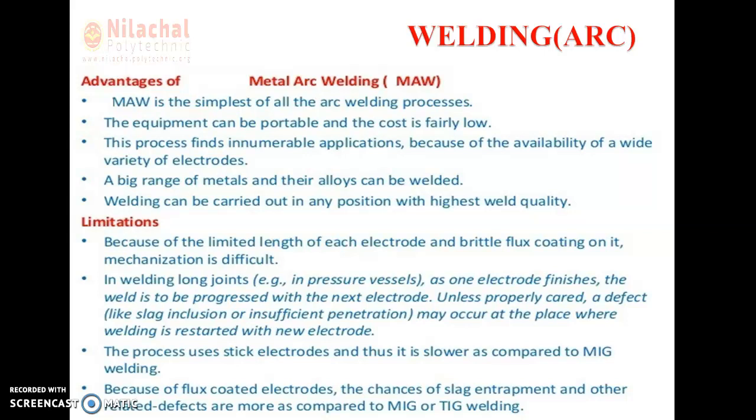Here you can see, because of the limited length of each electrode and the brittle flux coating on it, mechanization is difficult. That means welding time increases because you are using an electrode. These electrodes are basically of consumable type. It will be consumed at about 1 foot, and after welding 1 foot, you have to change that electrode. That takes some time, so the welding time is increased.